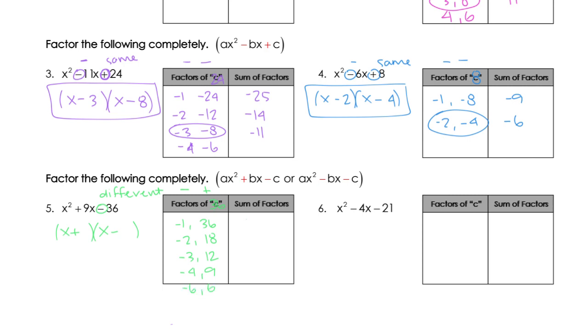Now, if I start adding them up, this gives me 35. Be careful because the first number is negative. 18 and negative 2 makes 16. 12 and negative 3 makes 9. So boom, right there, that's what I need.